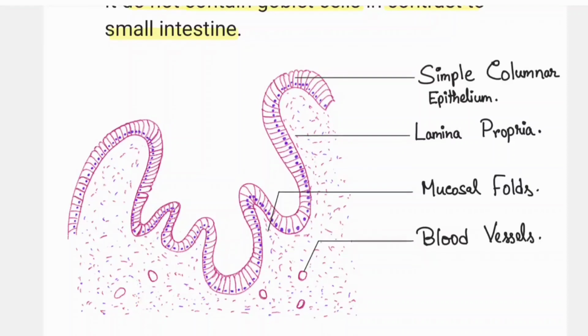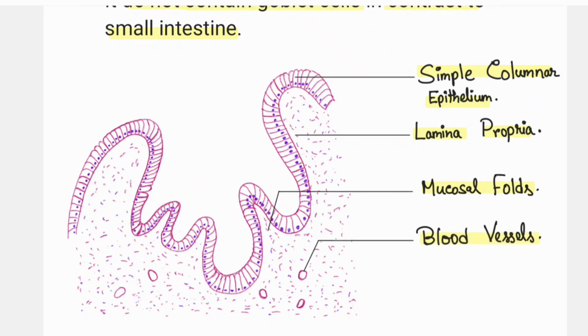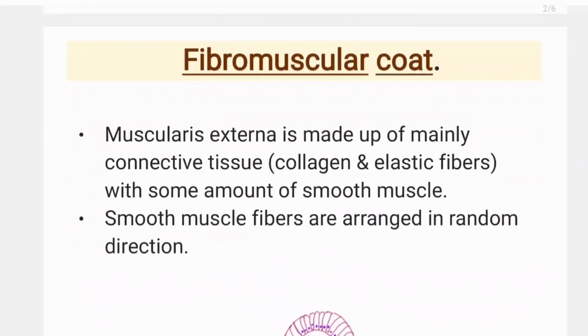So this is the diagram. Here we can see the simple columnar epithelium, which is the lining epithelium. After that, the lamina propria, the mucosal folds, and some blood vessels are present. The next layer is the fibromuscular coat.